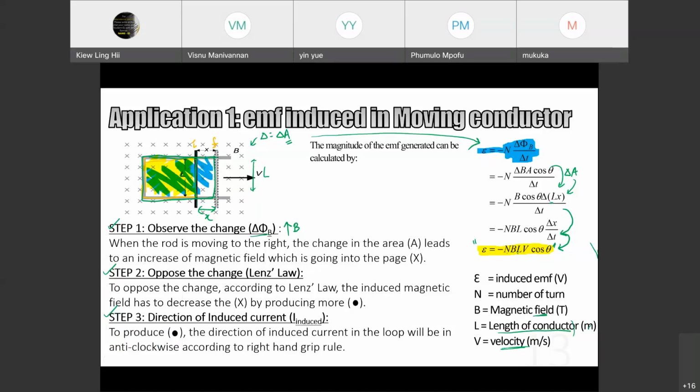What is the change of the flux? There is an increase of the cross product, right? If you count the amount of the cross product inside initially and the final one, the amount of the cross product in the coil is increased. So there is an increase of the cross product. According to Lenz, the system would like to oppose the change.